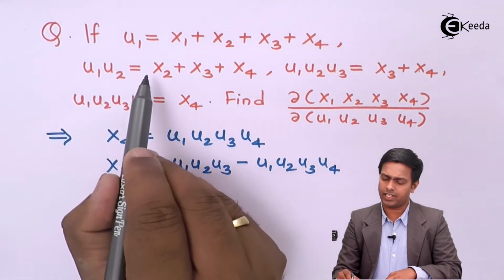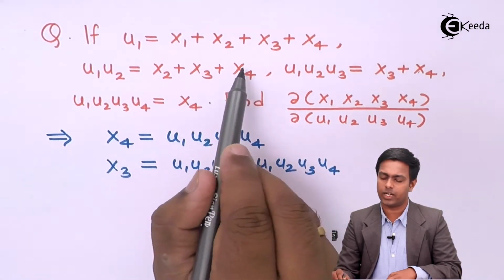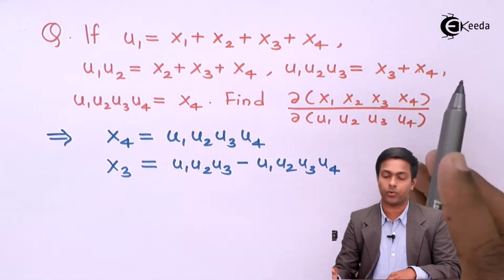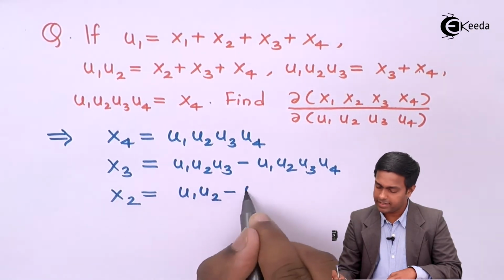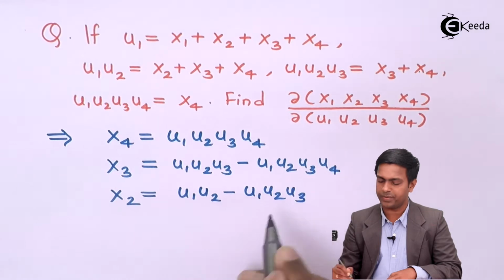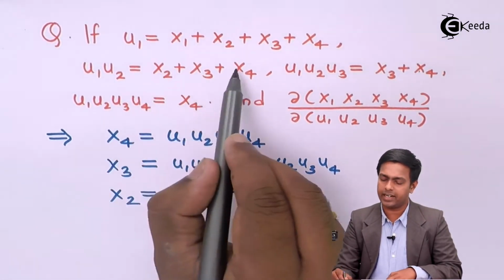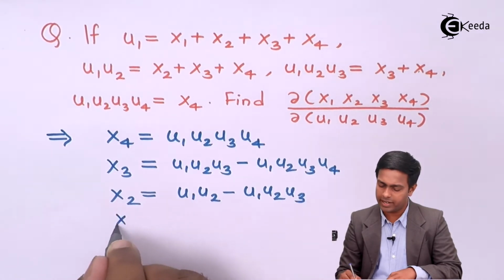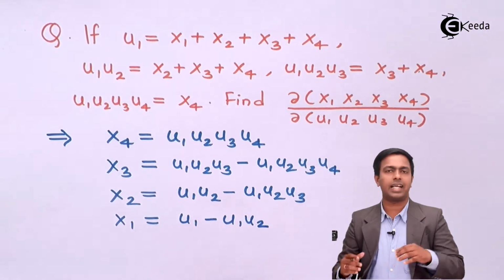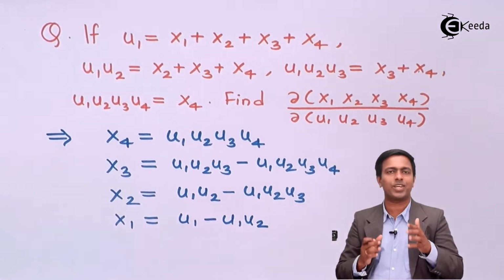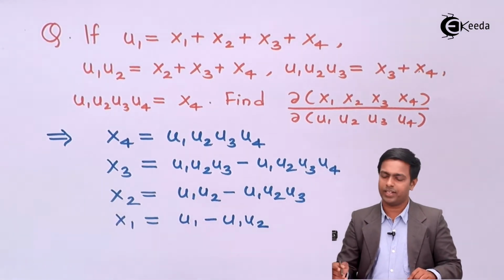Similarly, to get x2, I will subtract the third result from the second result, so that x3 x4 will be cancelled with x3 x4, and we will get x2 as u1 u2 minus u1 u2 u3. Similarly, to get x1, we'll subtract the second result from the first result, so we'll get x1 as u1 minus u1 u2. And guys, now we got the values of x1 x2 x3 x4 in terms of u1 u2 u3 u4. So let's start with the solution.